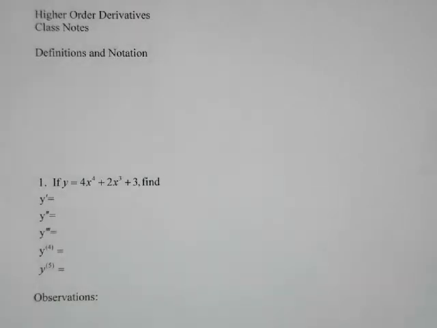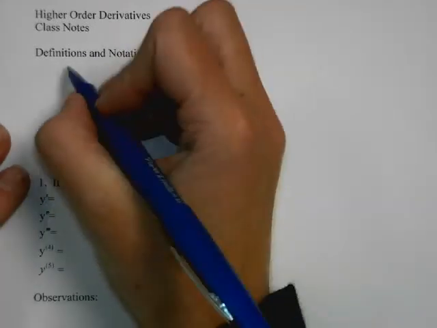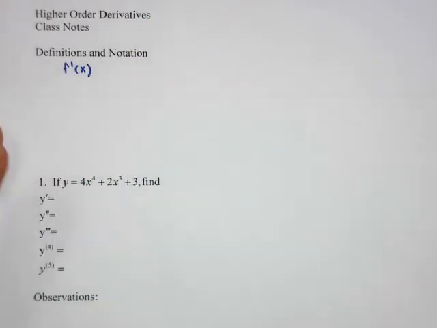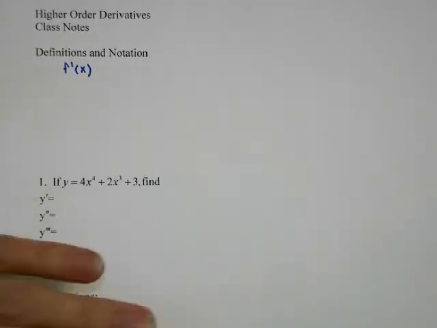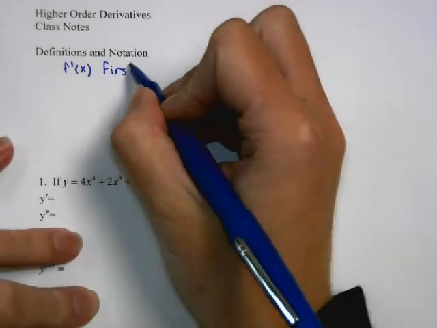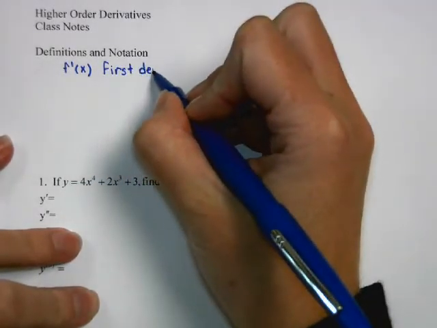Hello, today we're going to talk about higher order derivatives, so essentially derivatives of derivatives. So we're going to talk about some notation here. So we know the derivative notation is f prime. Well, if I wanted to take another derivative, so this is what we're going to call the first derivative.